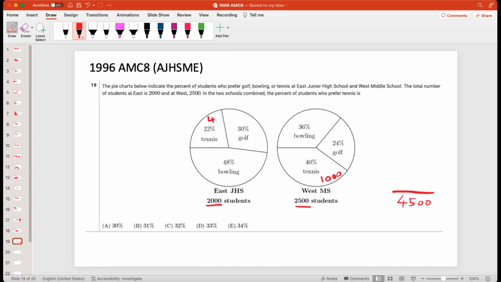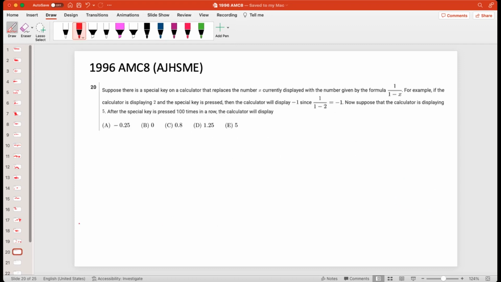22% of 2000, which is 440, right? So we have 1440 divided by 4500, which is nothing but answer option C, 32%. Solve this, you're going to get 32%. Going to the next question, question number 20.